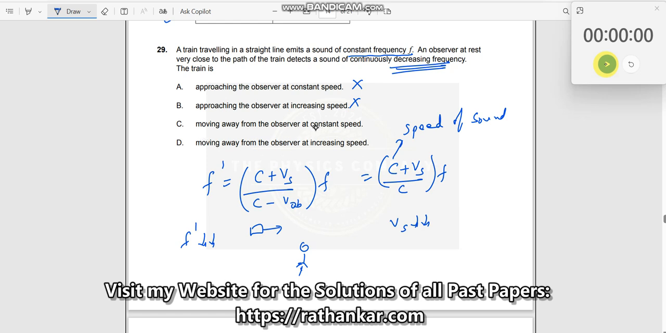Moving away from the observer at constant speed. No. If Vs was constant, then he would not have recognized the frequency to be a decreasing one. So it's also incorrect. Moving away from the observer at increasing speed. This is the right one.